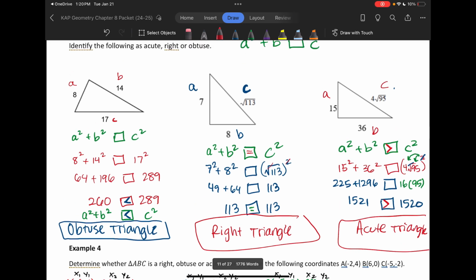All right, and so that in essence is going to be what most of our examples look like whenever we're asked to identify. I can give you a picture or I can just list out the side lengths. But again, verify what side is the longest to make that your C value when doing these types of problems.